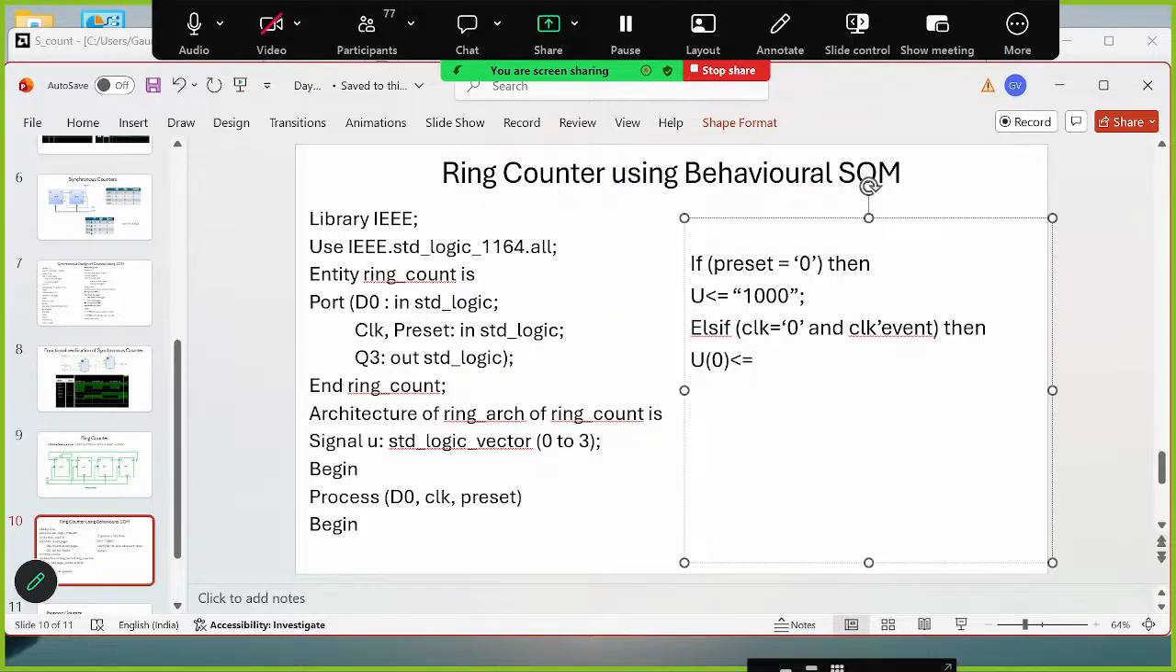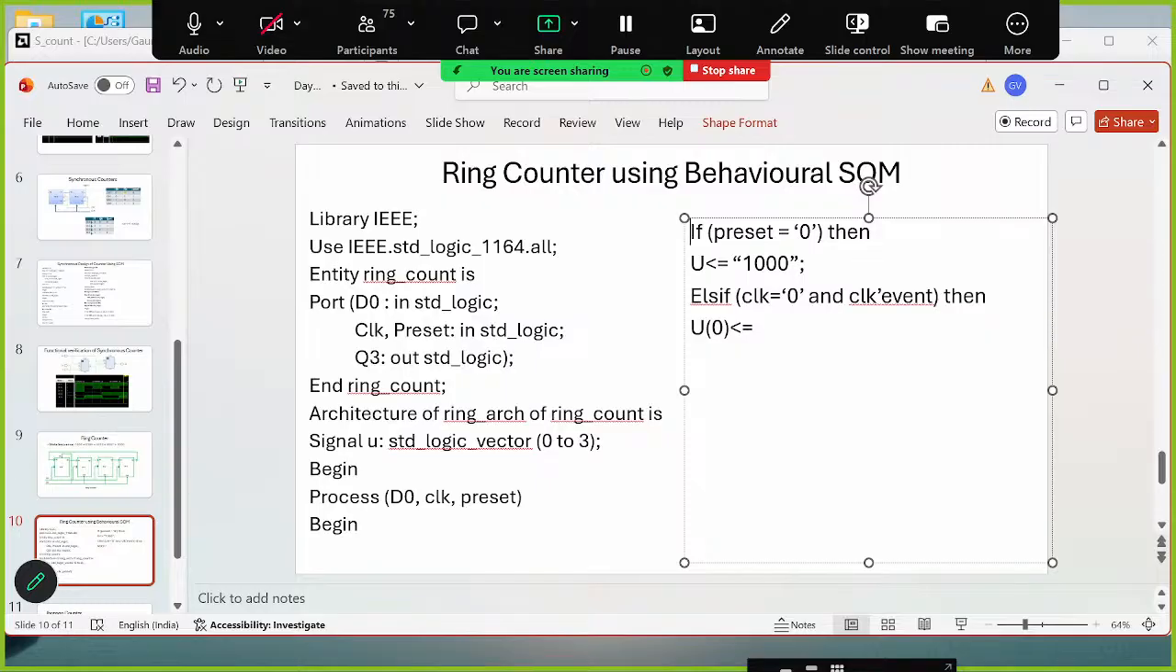D naught is input and Q3 is output. Okay, we'll see. Let's design this first. What I want is this value, which is Q3. But over here, what it is: U naught, U1, U2, and U3, right? So what I want is that U naught now should be updated with the value of U of 3.